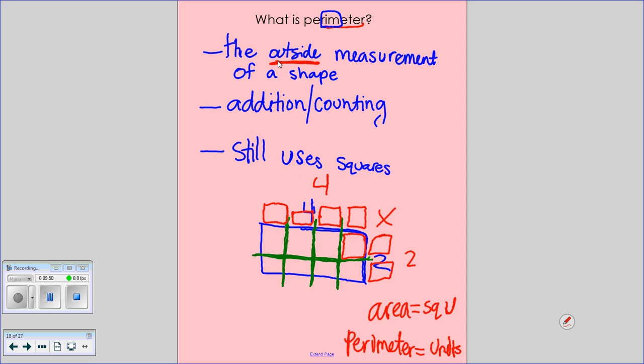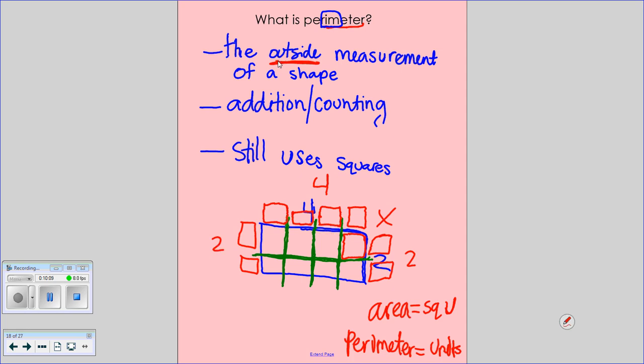Alright, let's keep going. Can we add more perimeter squares? Yes. We've only done the top and the right side. We're going to do the other side. How many is going to go on this side? 2. One in this cubby. One in this cubby.